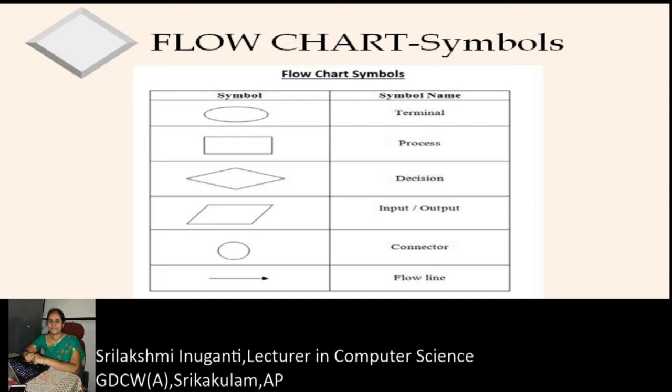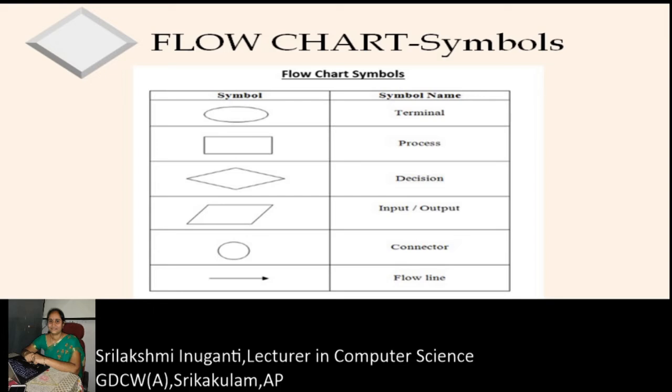Next, this one is the diamond symbol. This is known as decision making statement. If there are two options, yes or no, that is represented by this diamond symbol. Next, the fourth one is parallelogram. This is for representing input and output. Read n, read x, that is represented by this input symbol, and display x, display n, display sum. All these are represented by this parallelogram output symbol.